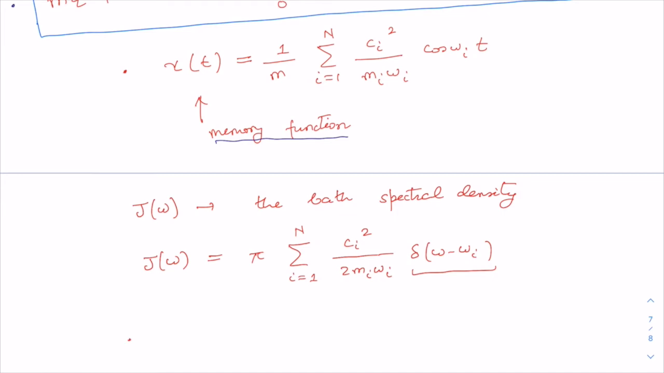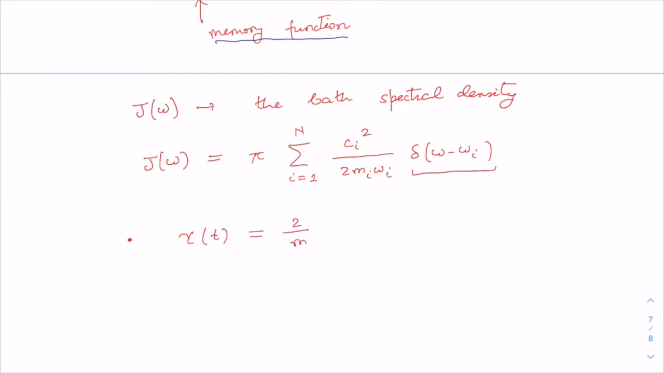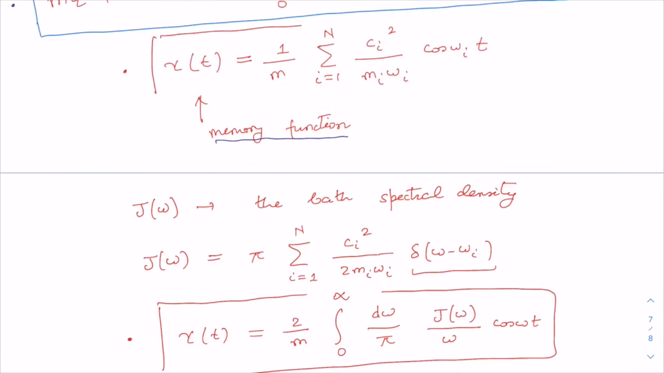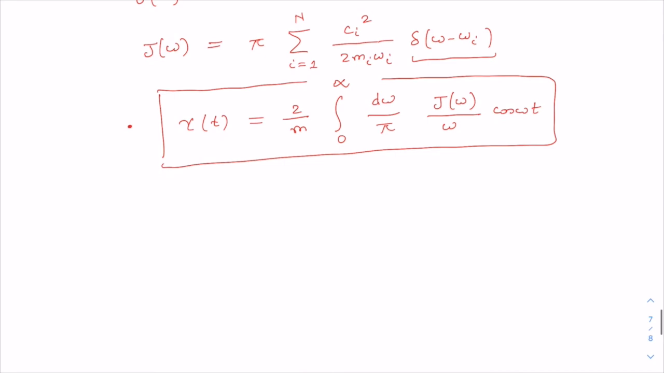We can rewrite it in an interesting form. So in terms of this bath spectral density, we can write gamma of t, the memory function, as 2 by m, integration 0 to infinity d omega by pi, J of omega by omega, cos omega t. So this is exactly the same function as that of this one here. Okay, if you are not convinced, let me quickly prove it for you. So let me start with this function.